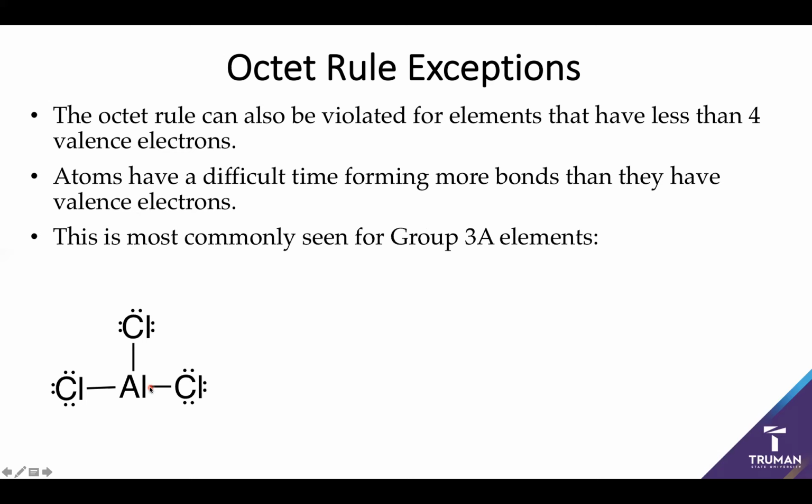Aluminum only has 3 electrons, so it can only recruit 3 chlorines to hang out with them. It isn't popular enough to get a 4th chlorine. And we see a very similar thing with boron. And the only time we tend to see these elements be able to achieve a 4th bond is if they coordinate with another species that has those extra electrons.